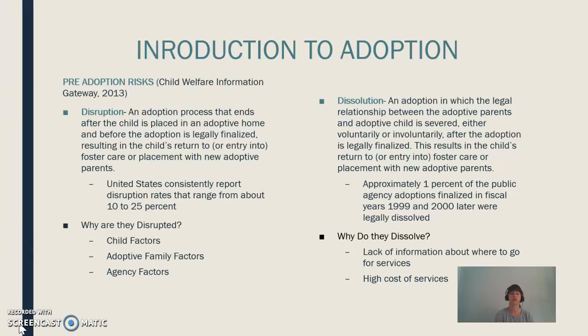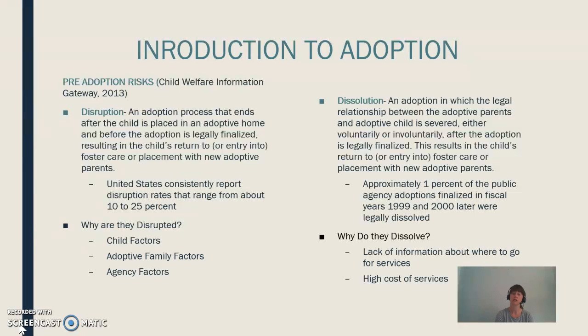Additionally, disruption is something that happens during adoption. This is the process that ends after the child has been placed in an adoptive home, but before they've legally been adopted. And this results in a child being returned or put back into foster care. This happens in 10 to 25% of adoptions across the U.S.